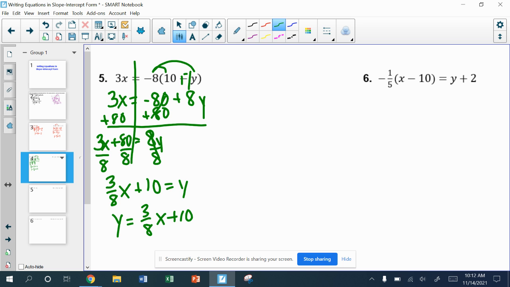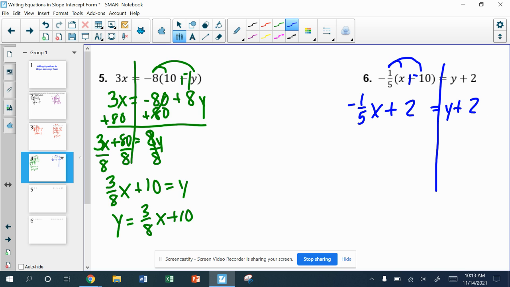And number 6, multiplying by a negative 1/5. I would have a negative 1/5 x, and then a negative 1/5 times a negative 10. So we'll have a negative times negative is a positive, and 1/5 of 10 is like 10 divided by 5, which is just a 2.